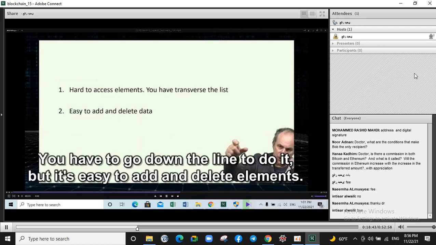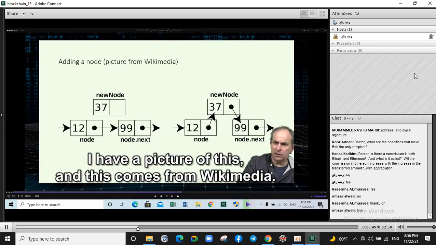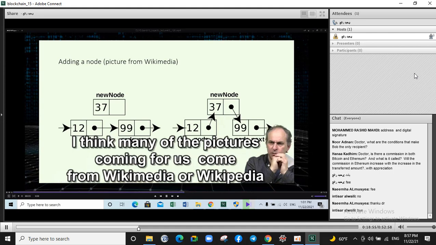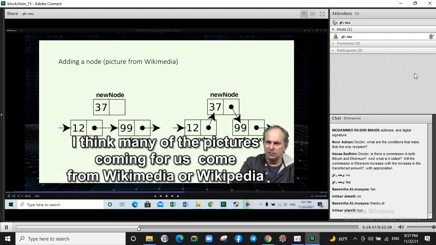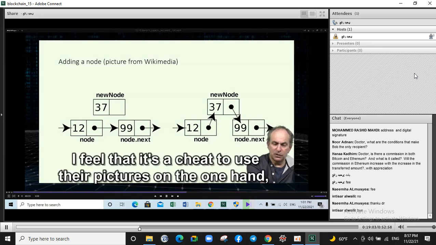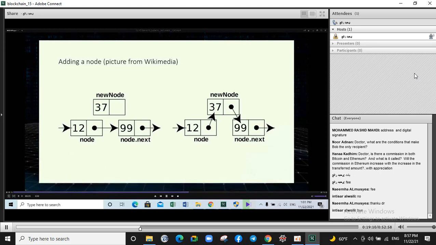It's hard to access elements. You have to go down the line to do it. But it's easy to add and delete elements, and I have a picture of this, and this comes from Wikimedia. I think many of the pictures coming for us will come from Wikipedia, because they actually make better pictures than I do.